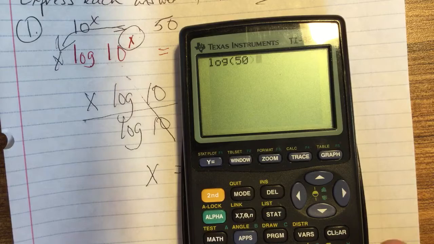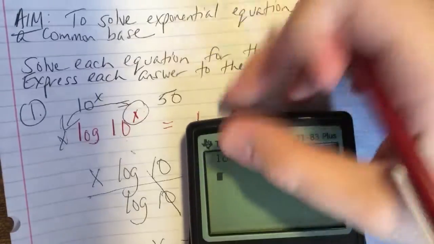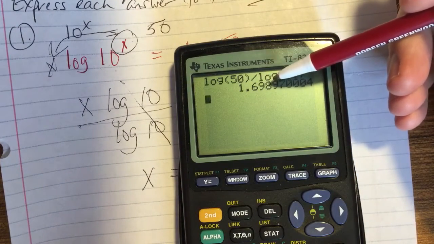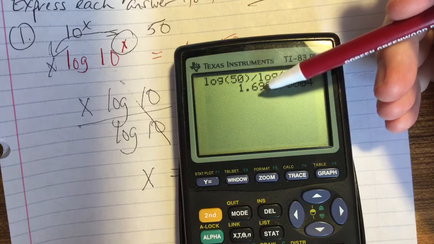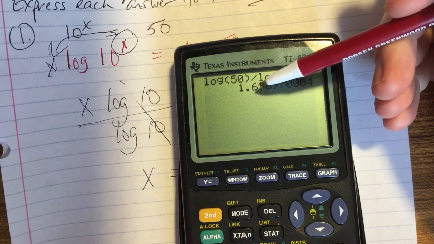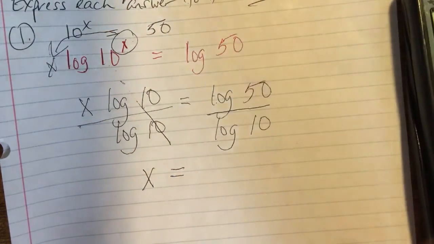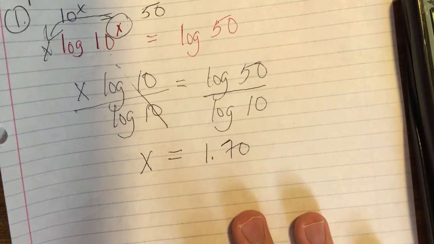Log of 50 divided by log of 10. These are all common logs, that's why you can do that on the calculator. We get 1.698, and this was asked to round to the nearest hundredth. The 9 is in the hundredth spot, and you look at the digit to the right of it, the 8, and that would round it up. So that's going to round the 9 up, and it's also going to affect the digit in the tenth spot to be a 7. So this is going to be written as 1.70. That is rounding that answer to the nearest hundredth.